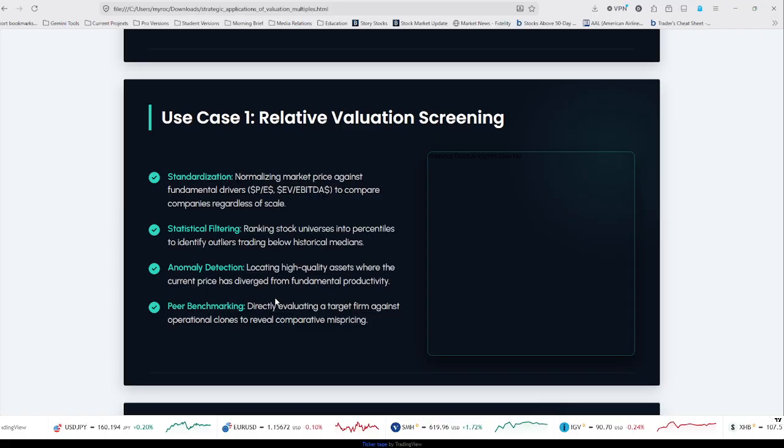When it comes down to relative valuation screening, this allows you to rank the stock among its peer group. I have four things listed here. Two of them are my favorite. Each of these three specific types of use cases I'm going to be talking about tonight. These are my three favorites to use. So tonight we're going from that perspective.